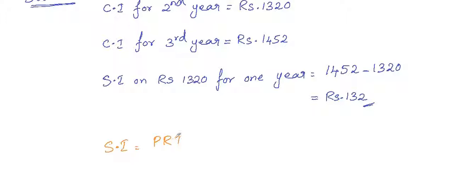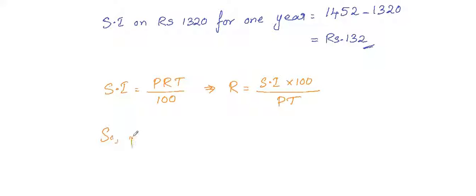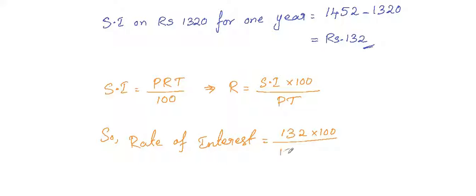So we know that the simple interest formula is PRT divided by 100. We need to find the rate of interest, which is R. So R is equal to simple interest into 100 divided by P into T. So rate of interest equals simple interest, which is 132 rupees, into 100, and the principal amount for the first year, which is 1320, and the time is 1.